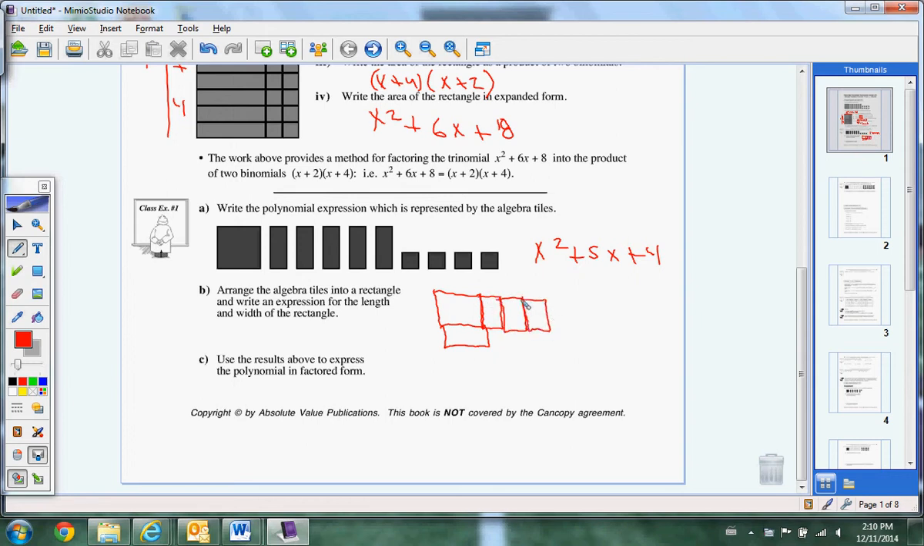I have 1, 2, 3, 4, 5. Okay, and I'm about my 4 1s right here. And see, I have a perfect rectangle now. It says use results above to go ahead and factor. So what did I just, by making this rectangle, what did that form? An x plus 1, an x plus 1, 2, 3, 4. So that's kind of visual aid you could use to factor.